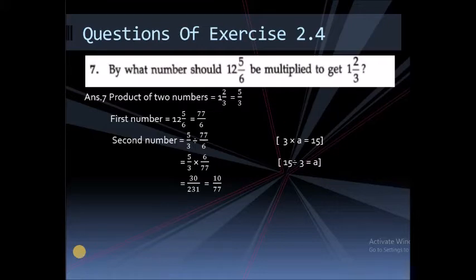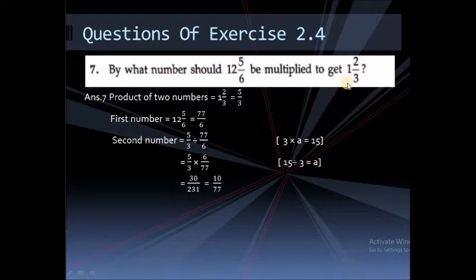By what number should 12 5 upon 6 be multiplied to get 1 2 upon 3? These are two mixed fractions. Just understand what the question is. A number is given to you. This is 12 5 upon 6. By which number should I multiply this to get this as my product?